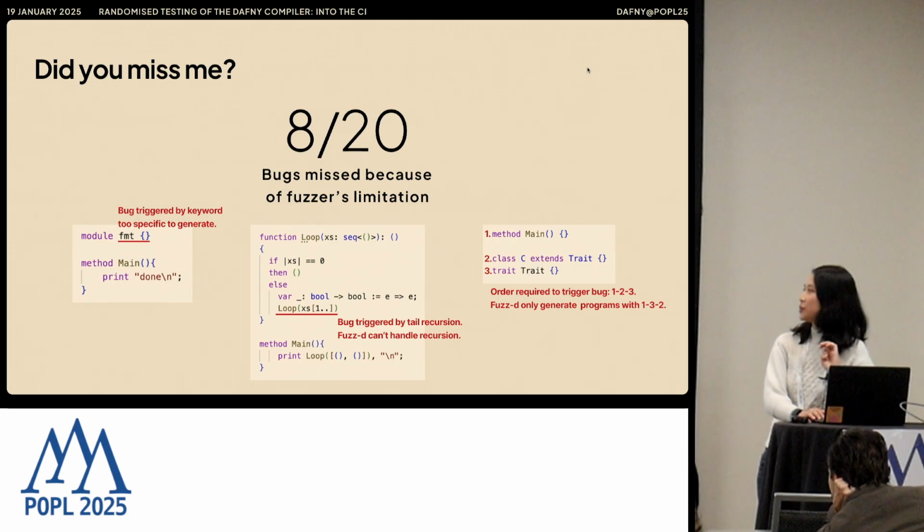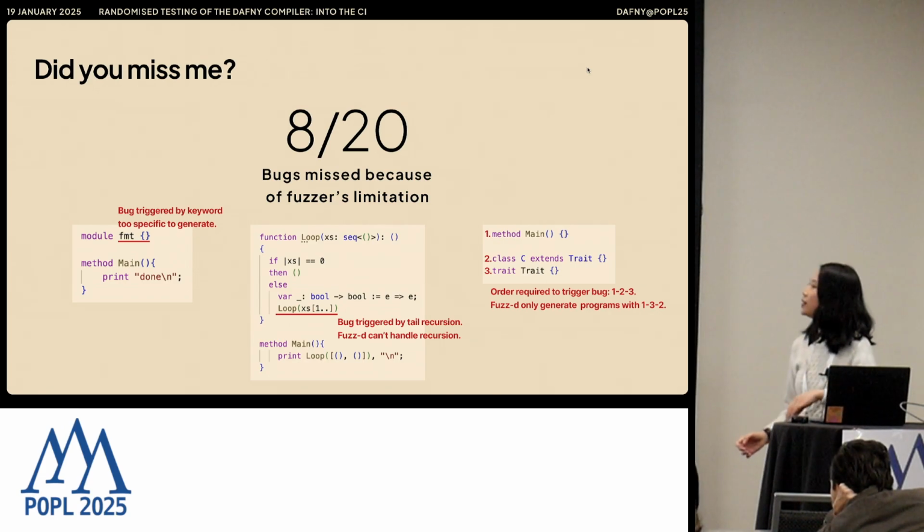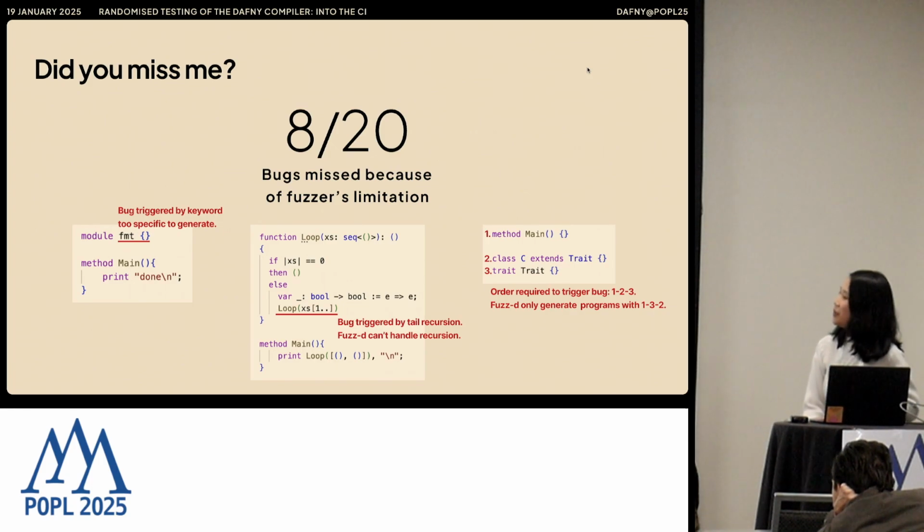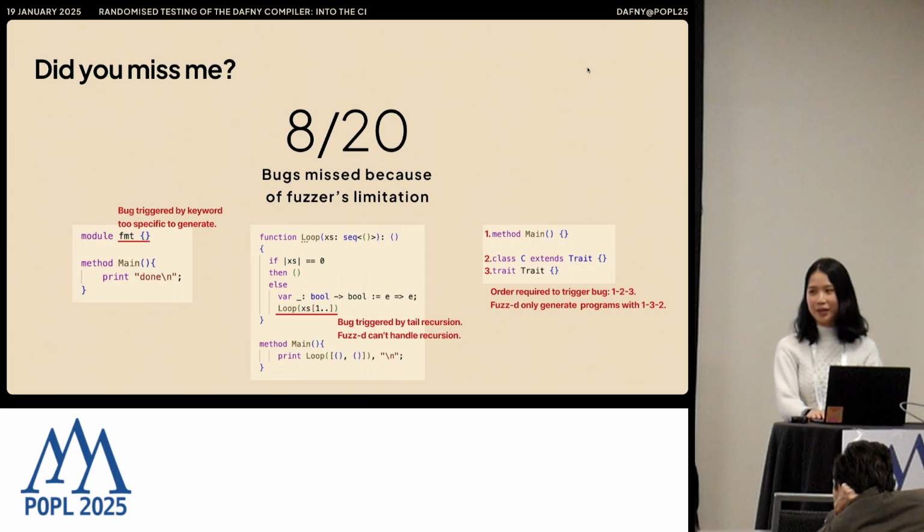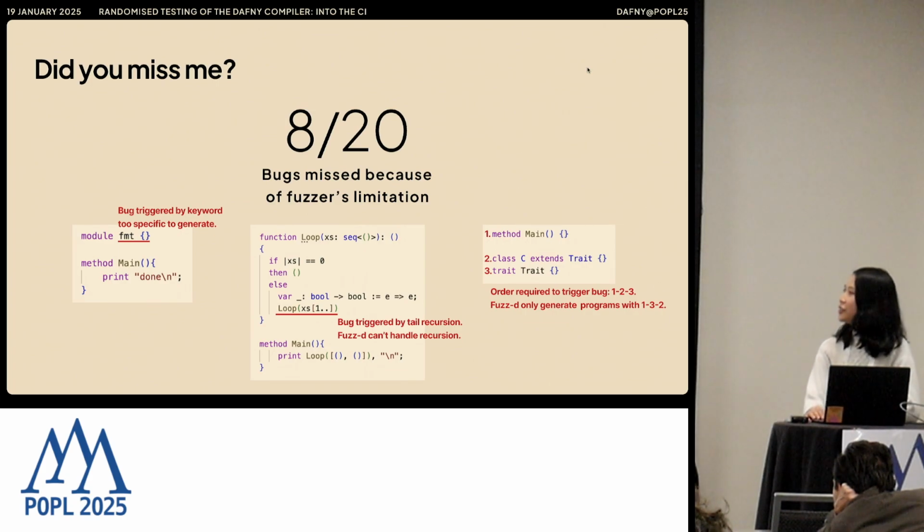8 of the 20 bugs were actually missed because of the fuzzer's limitation. So in this case, it would be fuzz-d's limitation. For example, it might be because the keyword that is required to trigger the bug is way too specific for the fuzzer to generate. Or maybe the bug is related to recursion, and most fuzzers aren't able to deal with recursion. But I think this would inspire anyone who's trying to make a compiler fuzzer for any compiler to look into how the compiler works internally and think about where its weak point might be.